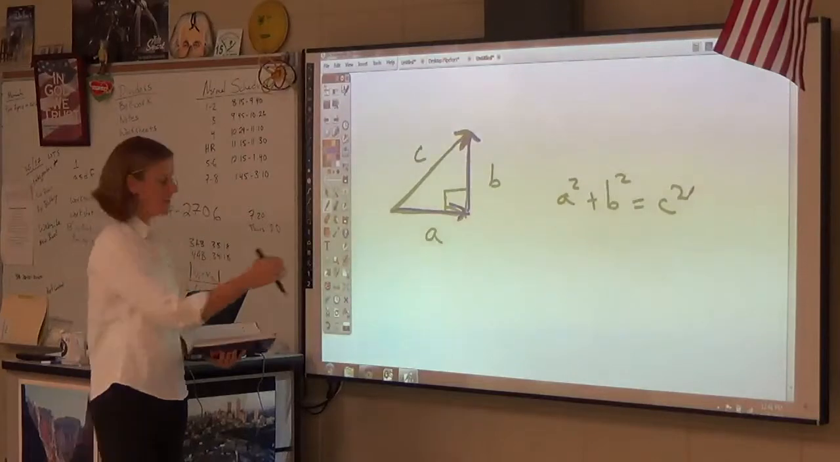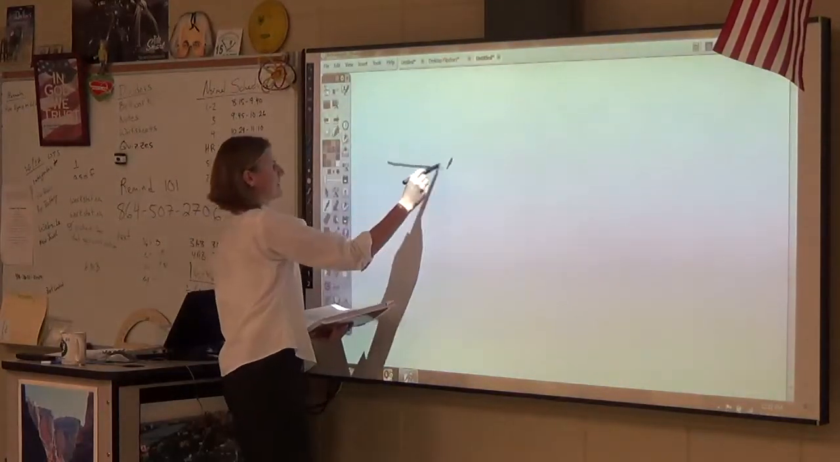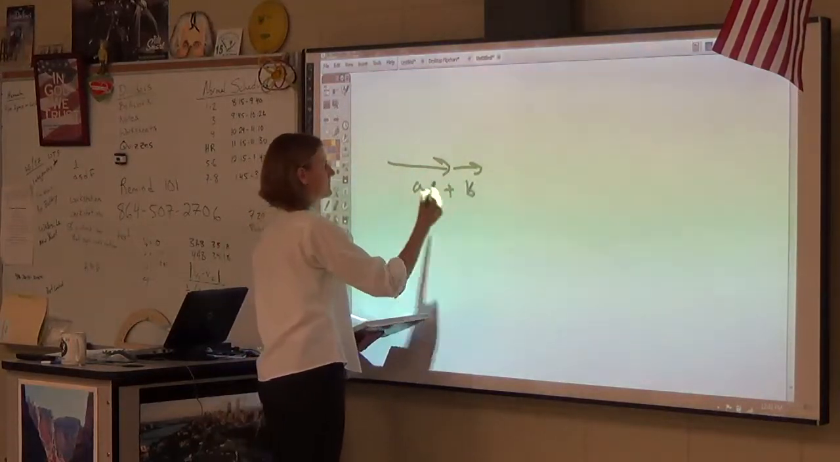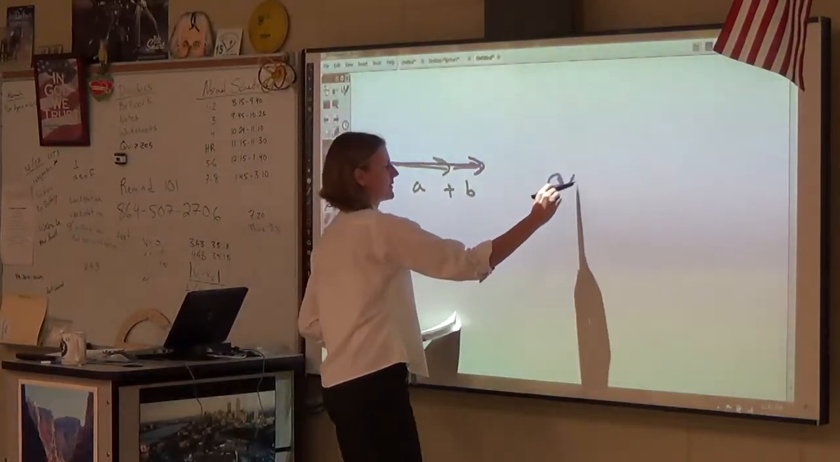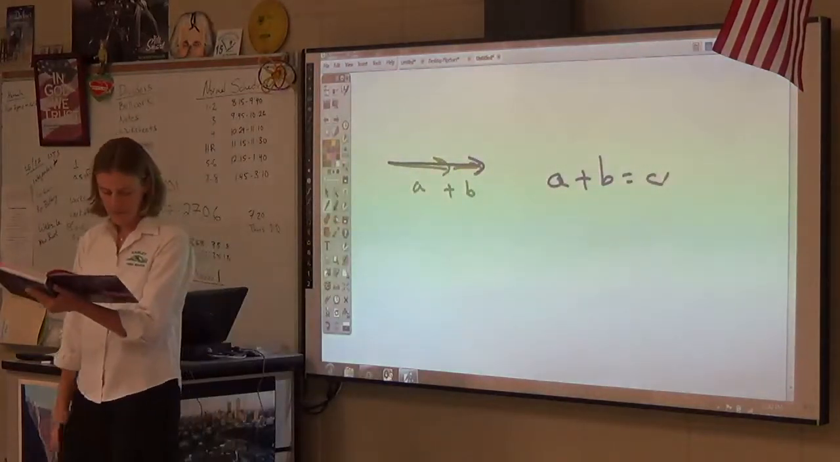And, well, I mean, this is added head to tail. In a straight line. Yeah, perfect. So, of course, C would be the whole thing. So, yeah, it would certainly be true here that A plus B equals C as far as the magnitudes go. All right, how about the last one?